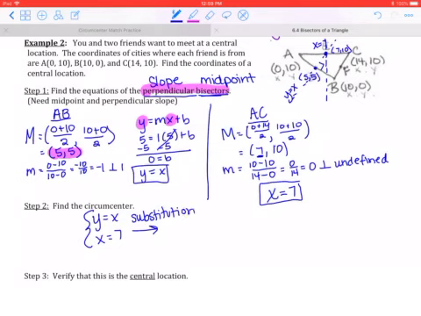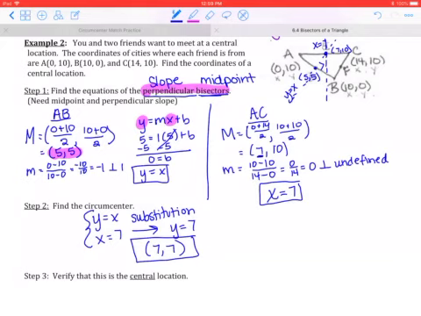With substitution, it's a method for solving systems. In this system, I know that x equals 7, so I'm going to put 7 where the x is in the other equation, which gives me an equation of y equals 7. So just by using substitution, I've already found my y value. So if x equals 7 and y equals 7, the coordinate of the circumcenter is 7, 7. So this is the coordinate of the point that is equidistant from the three vertices of the triangle.